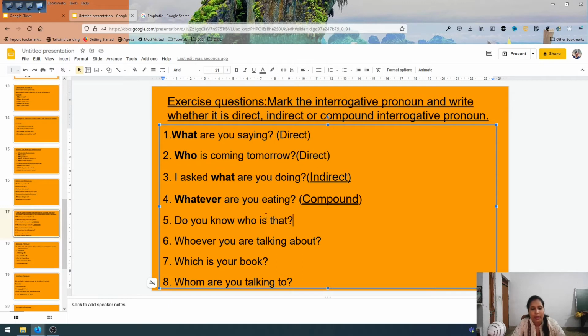And the next question is, do you know who that is? So again, which is the pronoun here? Interrogative pronoun. Here, who is the pronoun? So again, where is this who? It is in the middle of the sentence. So it is an indirect pronoun.